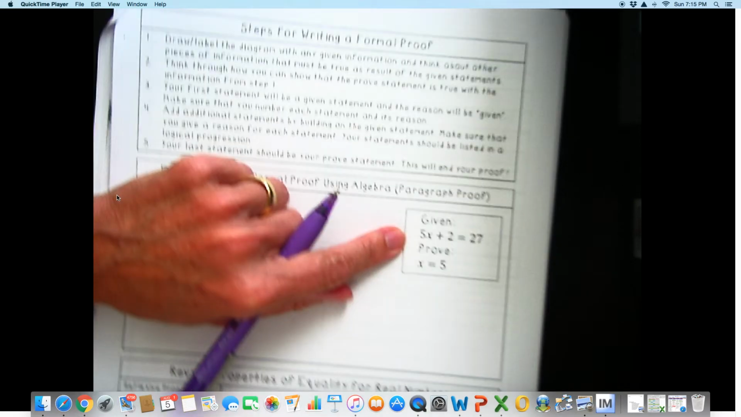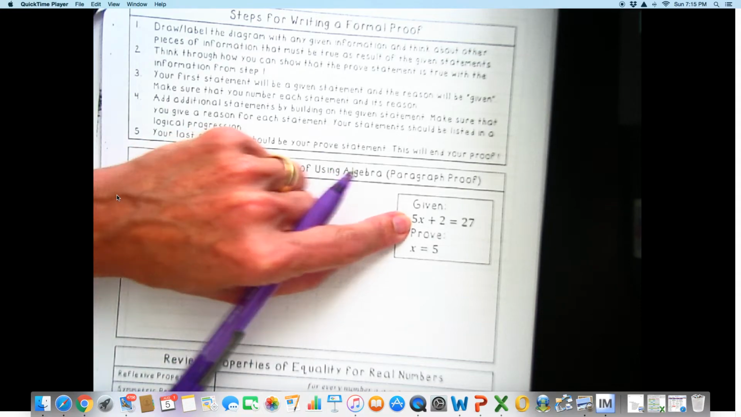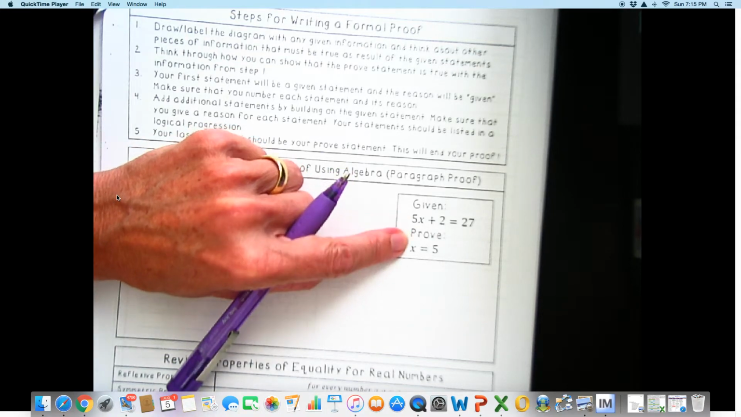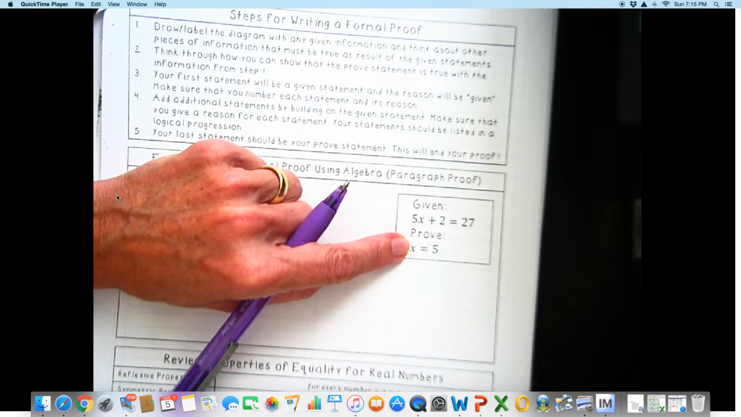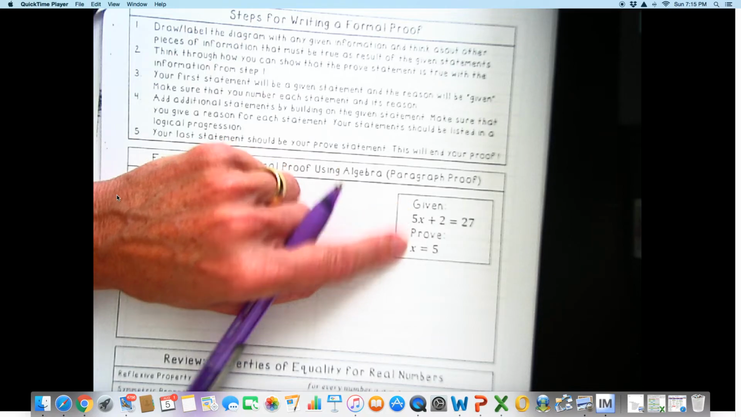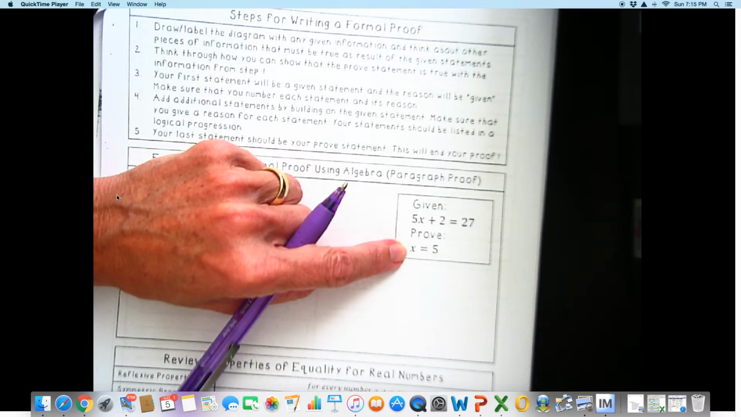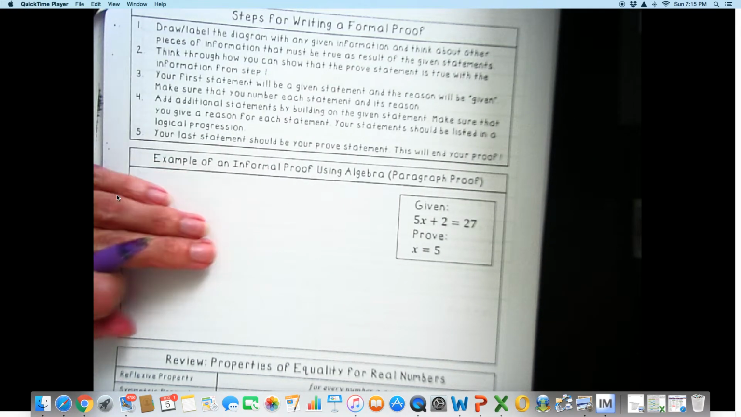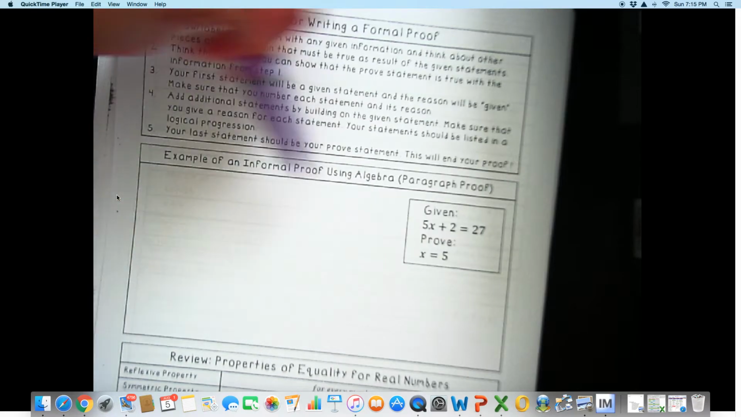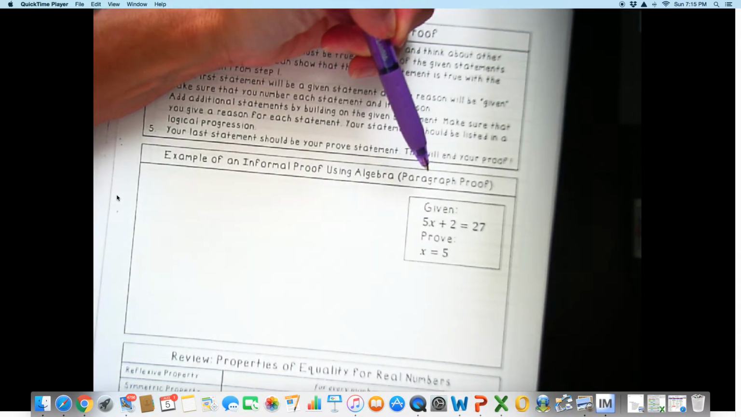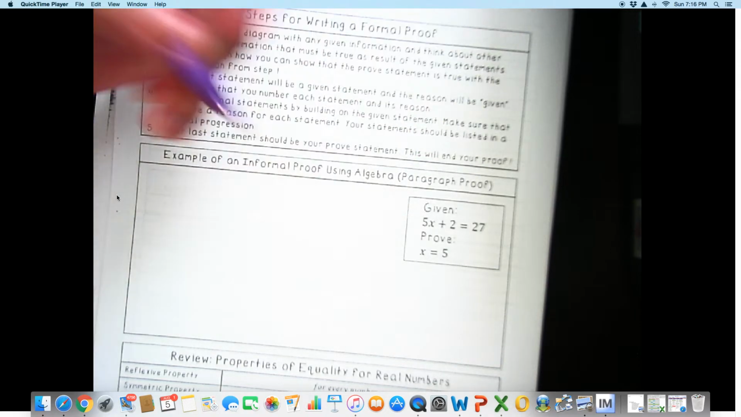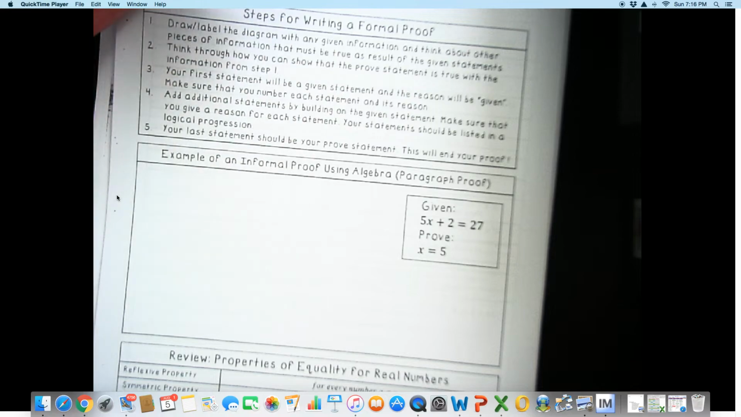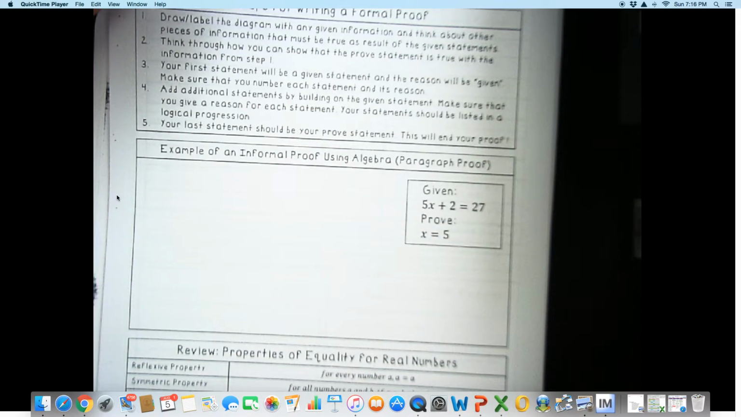So, for example, let's say we're given this equation right here, 5x + 2 = 27, and they want us to prove that x = 5. Okay, so this is our given, and this is our prove. All right, so the first thing you would have to do is, oh, well, this is an informal proof. Remember, an informal proof we're going to write in paragraph. Okay, so let's talk about how that would look. We're basically going to just write out what you would do to solve this problem. So I want you to stop the video and just give it a go and see what you get. And then when you're done, start the video again.